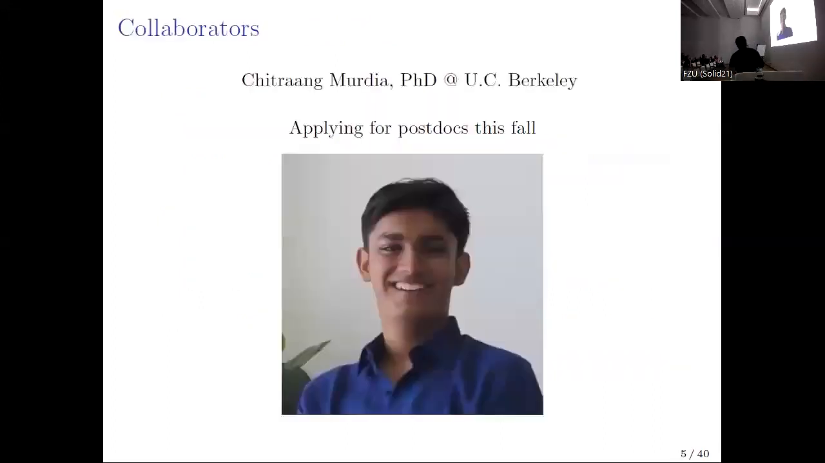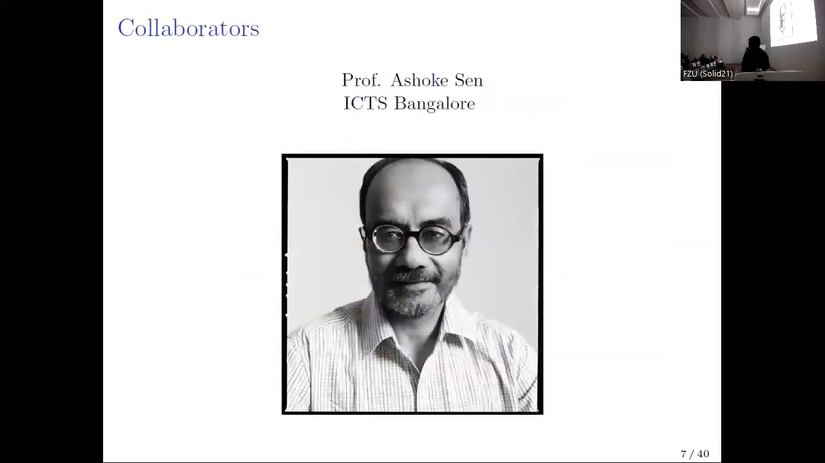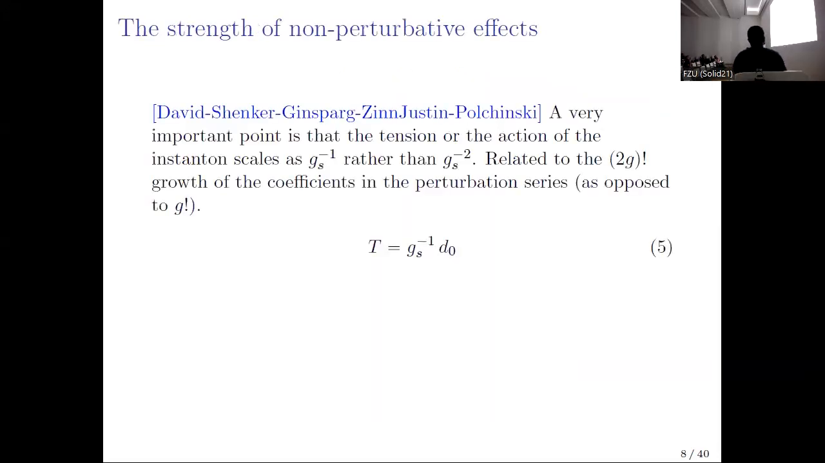Okay. So here are my collaborators. This is Chitrang Murdia. He's a PhD at UC Berkeley, and he's applying for postdocs this fall. And Dan Stefan Iliesiu. He's from Romania. He's a third-year PhD student at Stanford University. And Ashok. This is a picture from the Fundamental Physics Prize website. Anyway, in the end, I will talk about another upcoming work in which we are also working with Pronobesh Mehti, but I'll comment on that in the end.